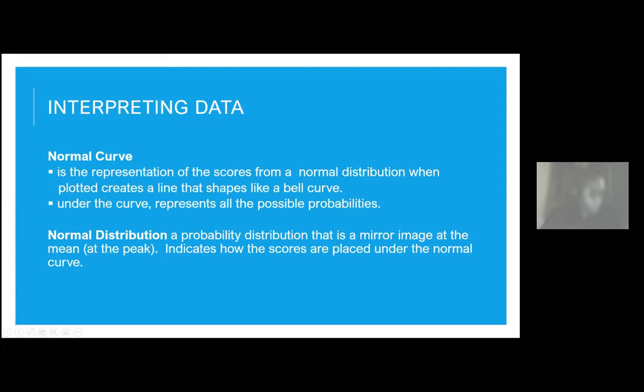So with raw scores, they can be represented on a normal curve. A normal curve is a distribution, a representation where our scores follow the normal distribution criteria, where they are plotted on a line, and at the end it shapes as a bell curve. So under the curve is where we have our possible probabilities. And the normal distribution is just the probable distribution that at the middle, or the mean, it has a mirror image on either side.